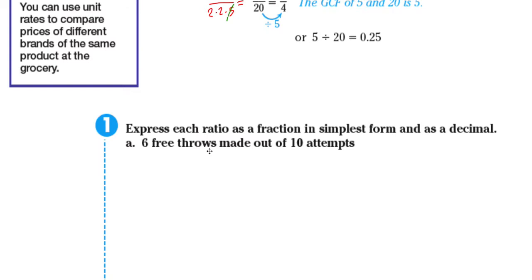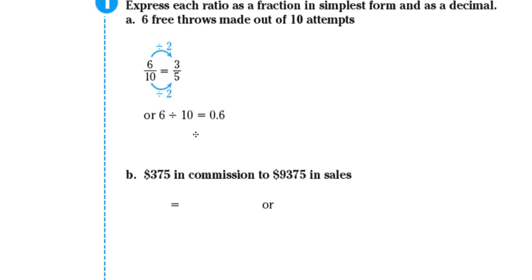Okay, let's take a look at example number 1. Express each ratio as a fraction in simplest form and as a decimal. Letter A, 6 free throws made out of 10 attempts. So you have 6 out of 10, which is equal to 3/5. We found the GCF of 6 and 10 to be 2, so divide the numerator and denominator by 2, you get 3/5. Or as a decimal, you divide 6 by 10, and you end up with 0.6. So 3/5 or 0.6 of the free throws were made.